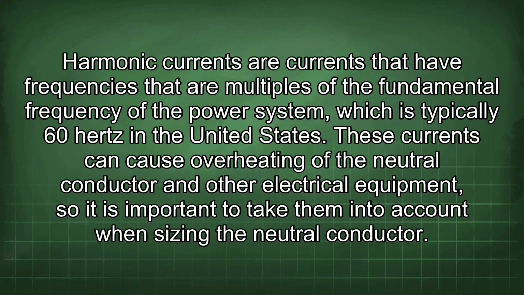Harmonic currents are currents that have frequencies that are multiples of the fundamental frequency of the power system, which is typically 60 Hz in the United States. These currents can cause overheating of the neutral conductor and other electrical equipment, so it is important to take them into account when sizing the neutral conductor.